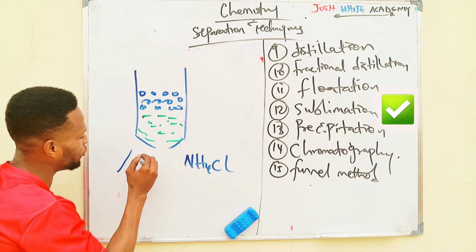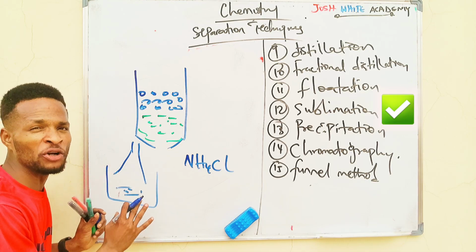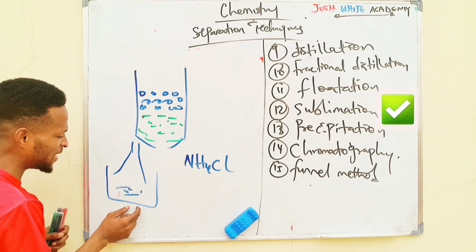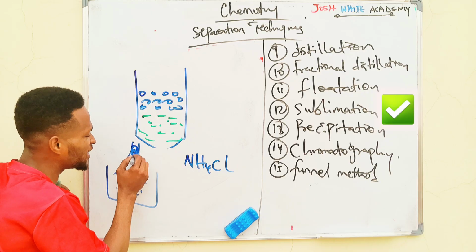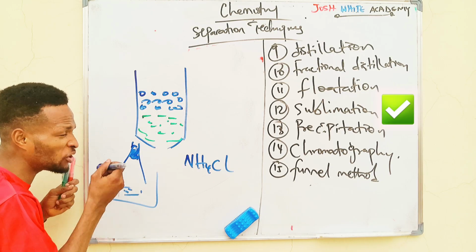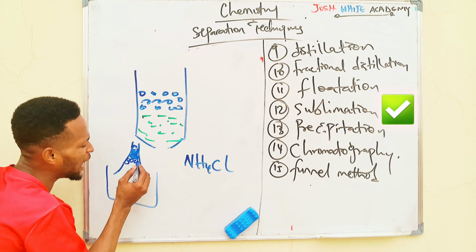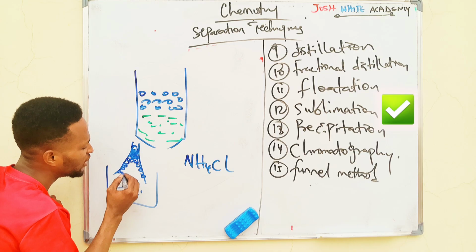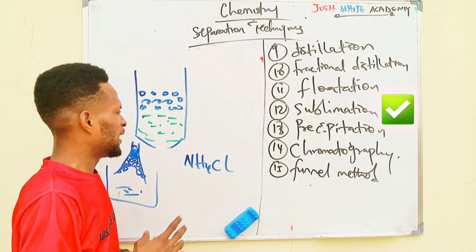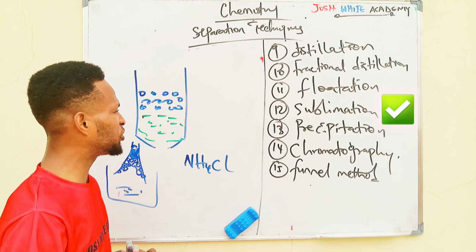We use an inverted funnel. Then we put the mixture containing the solid that can sublime, and we apply a little heat. Close the top with a cutting board or tissue paper. You will notice that the ammonium chloride will begin to form solid around the edges of this funnel. So that's a way to separate a solid that can easily sublime using sublimation.